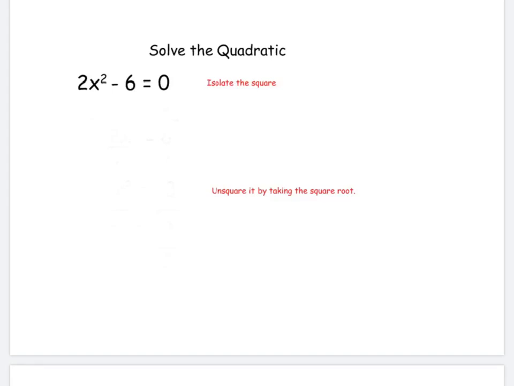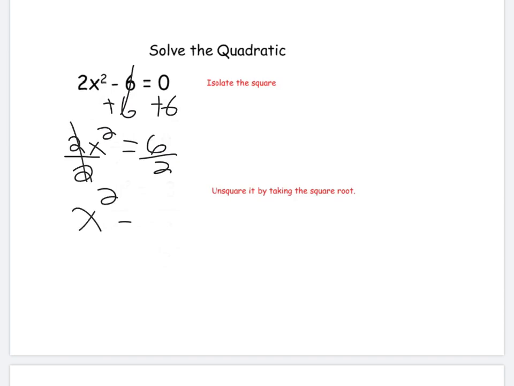Then I need to look at this quadratic equation. Now I have two things that I need to get rid of before I can do the square root. So I first need to get rid of the minus 6. So I want to add 6 to both sides. Minus 6 plus 6 give me 0. So I'm left with 2x squared equals 0 plus 6, which is 6. I then need to take both sides and get rid of the 2. So I need to divide both sides by 2. The two 2's cancel each other out, and I'm left with x squared equals 6 divided by 2, which is 3.